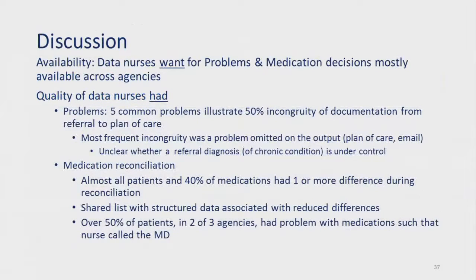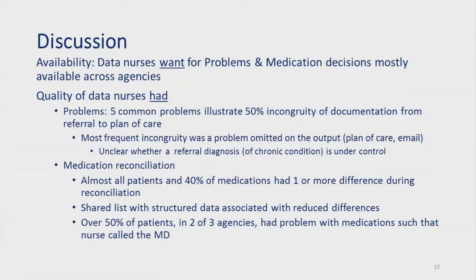So I'll try to summarize this study. In terms of availability, we looked at the data the nurses want for problems in medications decisions, and it was mostly available across all the agencies and observations. The quality of data that nurses had was a different story. For the problems, we looked at 5 common problems, and we found about 50% incongruity of the documentation from referral to plan of care.